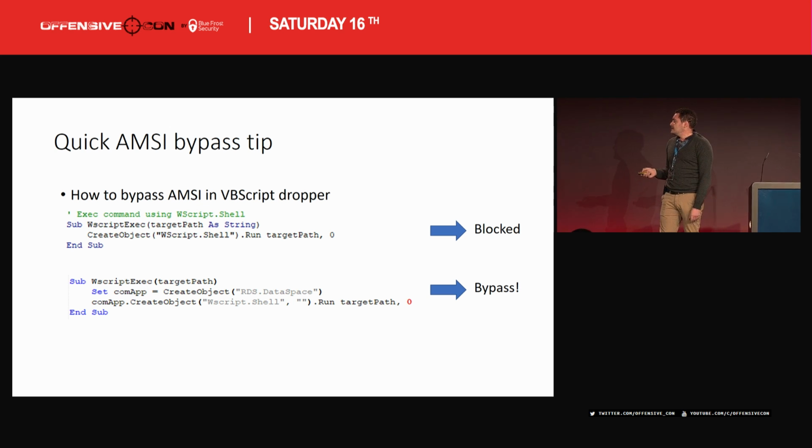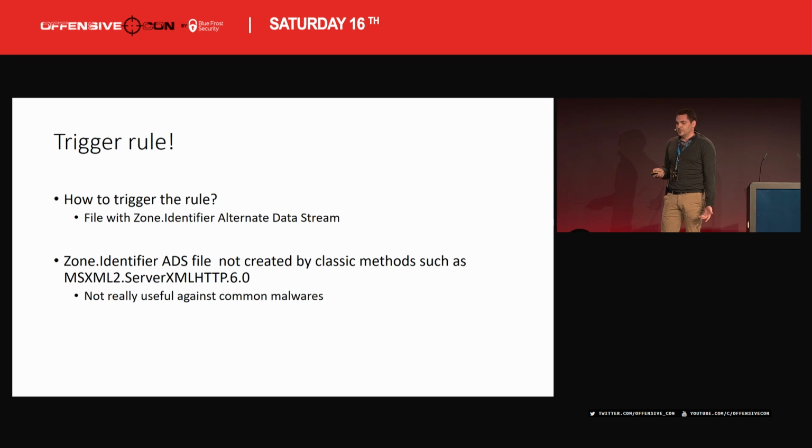So now that we have the AMSI bypass, how do I trigger the rule? I finally found out that this rule only triggers with files that have the zone identifier alternate data stream, which, in my opinion, is pretty useless, because common malware uses methods such as the one below, and this method doesn't leave an alternate data stream. To have this alternate data stream, you need to download a file, for example, using a browser. That's really not how a dropper behaves, and I think this rule is pretty useless.